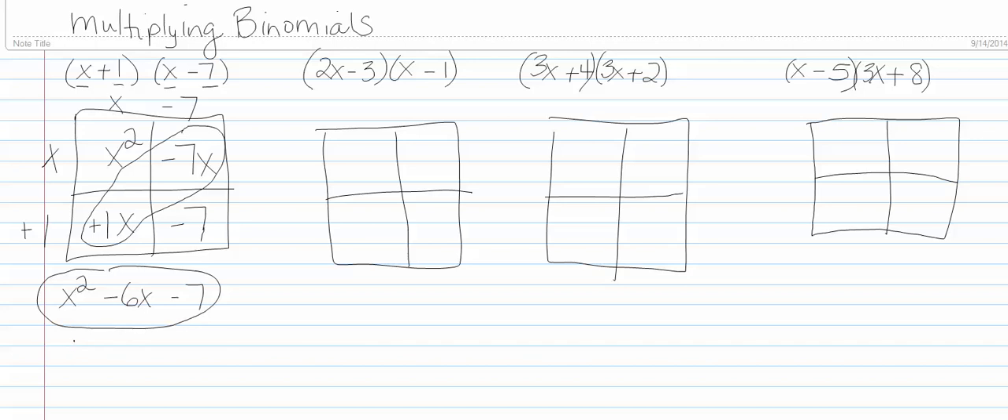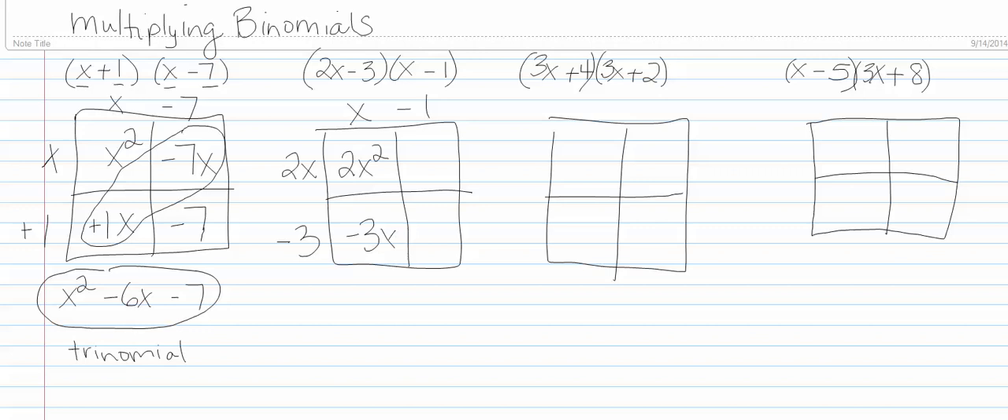Tri meaning 3. Okay, moving on to the next multiplication set. I've got 2x minus 3 as one of my binomials, and it's being multiplied by x minus 1. So for the box in the upper left corner, I'm going to do 2x times x, which gives me 2x squared. In the lower left-hand corner, I'm going to do negative 3 times x, which gives me negative 3x.